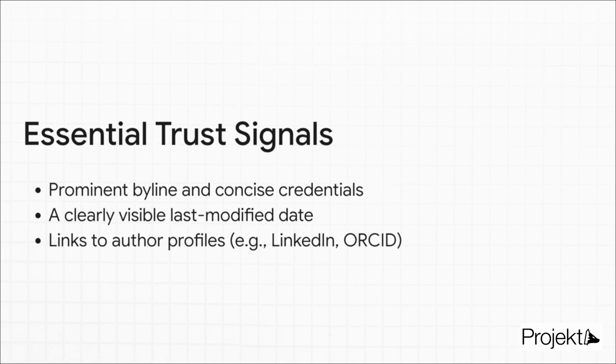You know, the final piece of the puzzle here is trust. Both humans and algorithms need to see that your content is credible. So things like prominent author bylines, clearly visible last modified dates, and links to professional profiles, they aren't just nice to haves anymore. They are absolutely essential signals of authority.